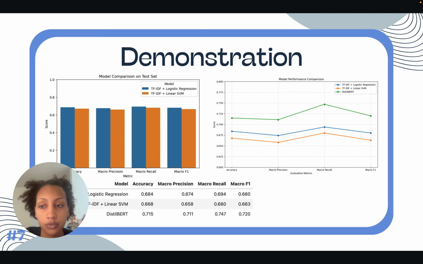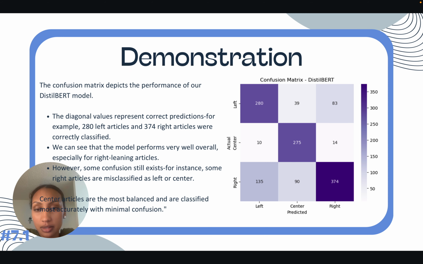On the left, the bar chart compares the classical models, where logistic regression performs slightly better than linear SVM. On the right, the line graph includes DistilBERT, and we can see it outperforms both models across the metrics, especially in macro recall and macro F1. Overall, this shows the classical models capture straightforward patterns. DistilBERT's ability to understand context leads to more balanced and accurate predictions. We're passing into the demonstration, which I'll talk more about given the time limitation on the demo.